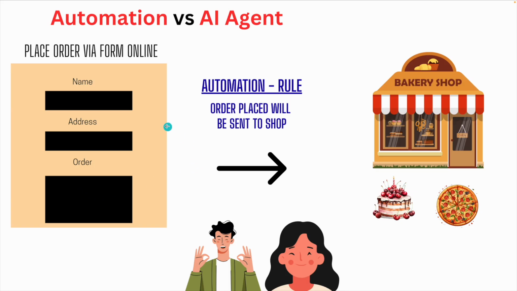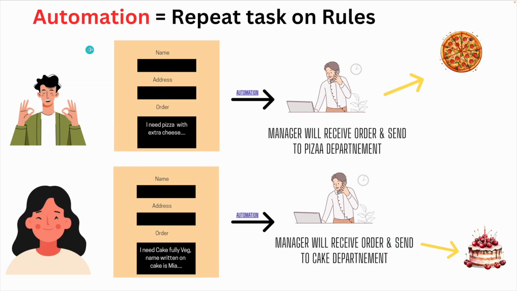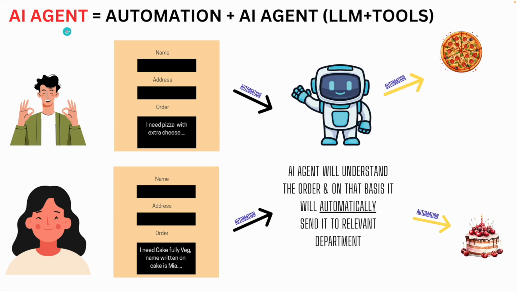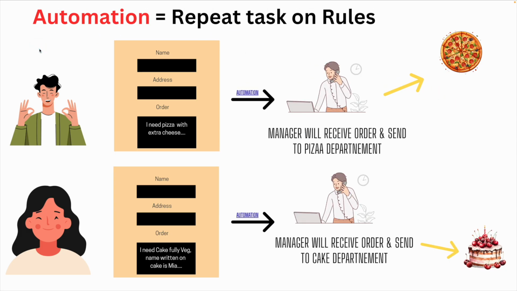And then the automation is going to happen. We will set a rule that whenever an order is placed, it will be sent to the shop. This is the automation we have set. Let's try to understand it. I will take two scenarios, one with the automation and another with the AI agent, so that we can understand the difference between both of them.